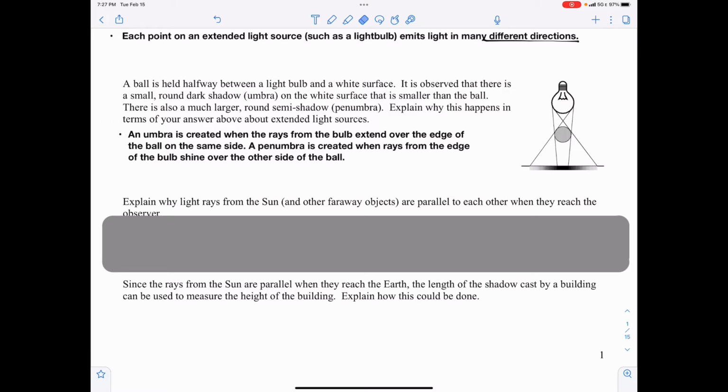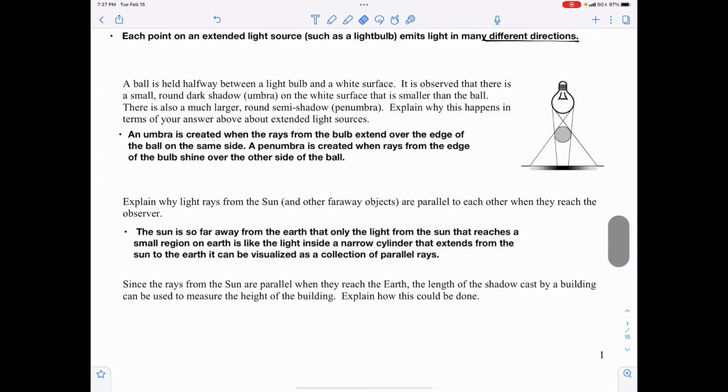Explain why light rays from the sun and other faraway objects are parallel to each other when they reach the observer. The sun is so far away from the Earth that only light from the sun reaches small regions on the Earth. And it's like the light inside of narrow cylinders that extend from the sun to the Earth and can therefore be visualized as a collection of parallel rays. That would be the reason why when you walk down the street, your shadow is a very deep, dark umbra. There's no penumbra with your shadow.